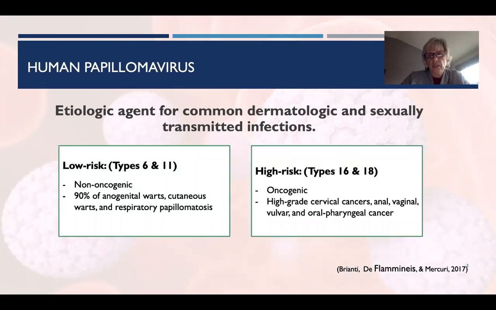Our most concern is the high-risk types, and that includes 16 and 18. We consider those to be the oncogenic types, and those types are most responsible for high-grade cervical dysplasias and invasive carcinomas.